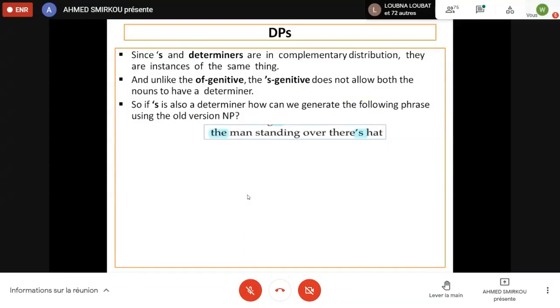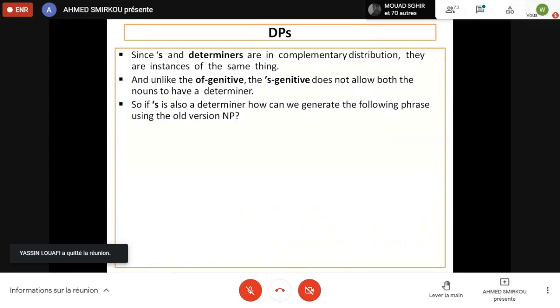Notice that we are going step by step. First, we have shown that possessive S is a determiner because it occurs in complementary distribution with determiners. Now we know that possessive S is a determiner. So how can we branch a phrase like "the man's house"? We have two determiners: we have "the man's," and the possessive S is another determiner. So how can we branch it within X-bar theory if we claim that the noun is the head? It is impossible to branch such a phrase that contains two determiners using the NP version.